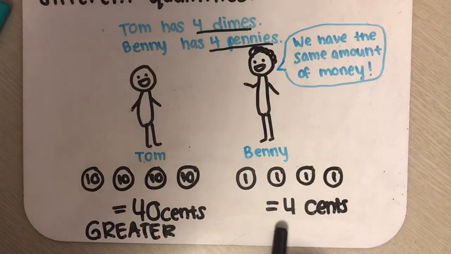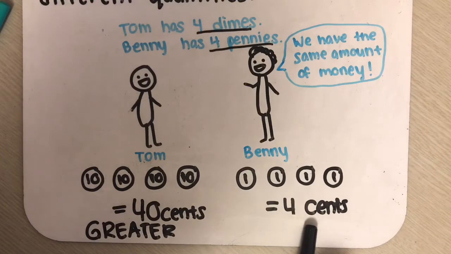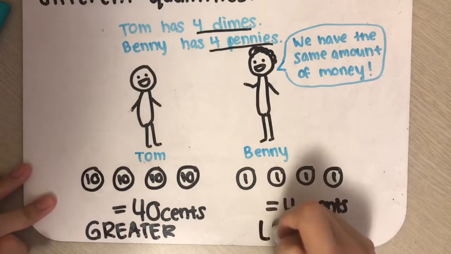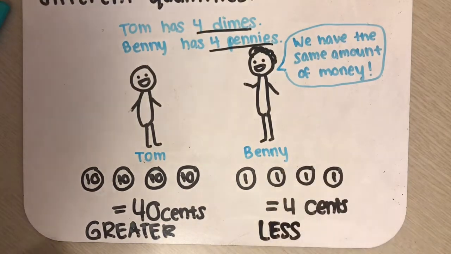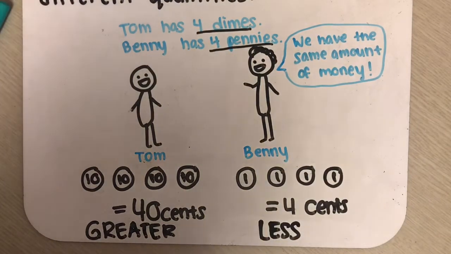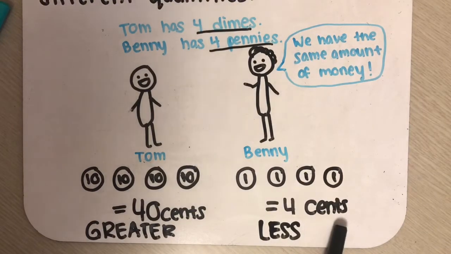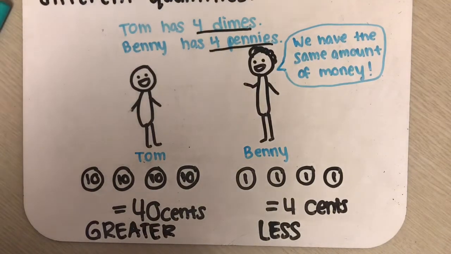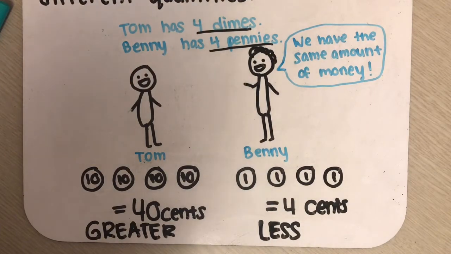So what can we say about Benny's 4 cents? Well, we can say that 4 cents is less than 40 cents because 4 cents is smaller than 40 cents. Good job, first graders. Let's do some more practice of finding the greater number in a pair of numbers.